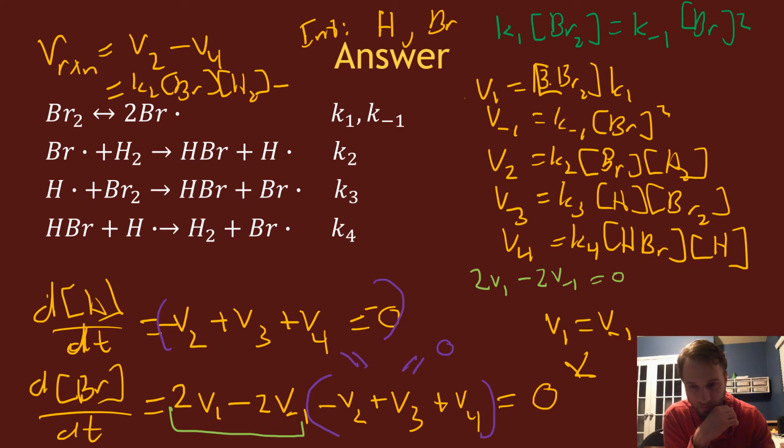V2 is K2 Br H2 minus K4 HBr H. And so I still need to know what H is. I now know what Br is in terms of Br2. I can simplify that, but I potentially need to know what H is. And we'll see if we can't solve for that using dH dt here.